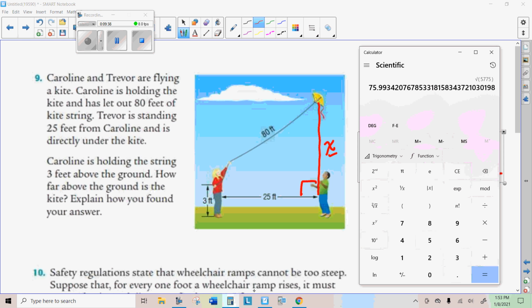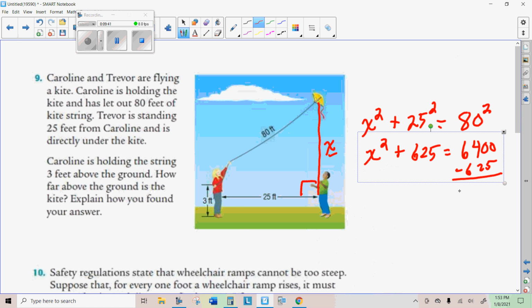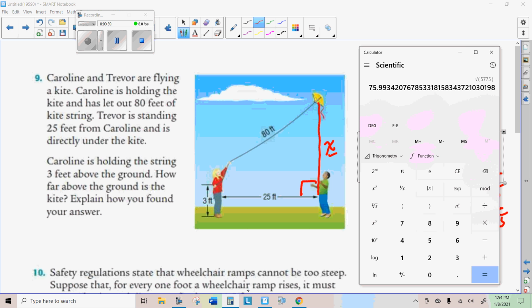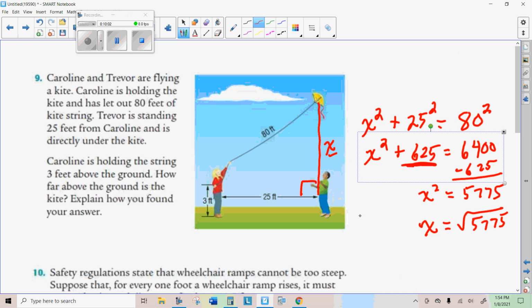So it's about 76 if we round it. So this was 5,775, and that's x squared. So by subtracting, I got rid of this plus 625 here. So the square root of that was about 76. Okay, so x is 76. Now, since Carolyn is holding her hand right here, it says 3 feet above the ground, we have to add that onto that 76 to get the total distance above the ground, which is 79.